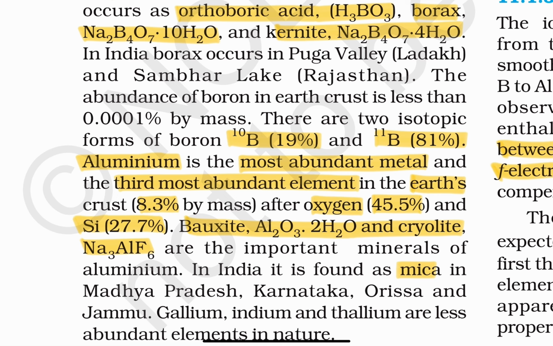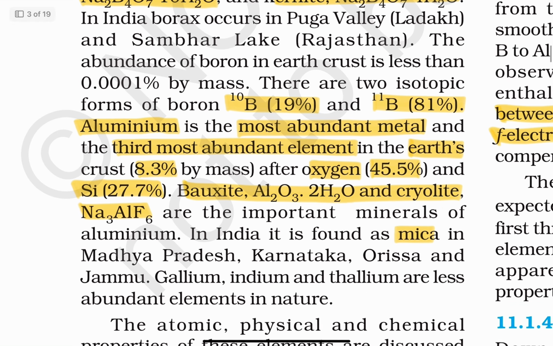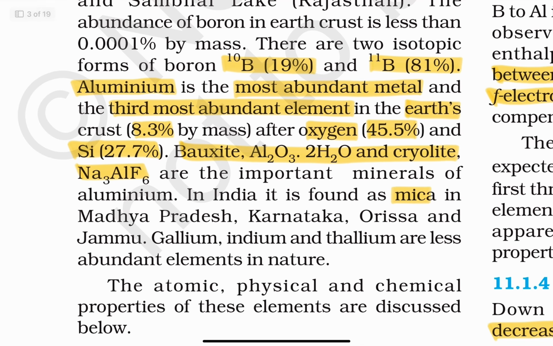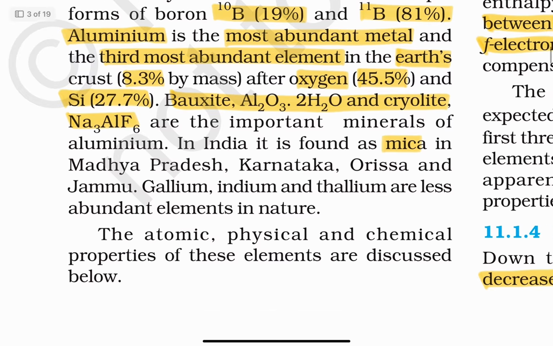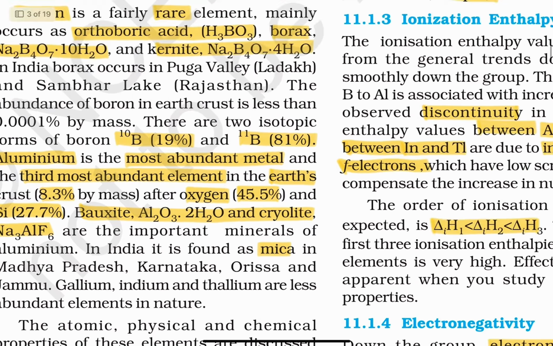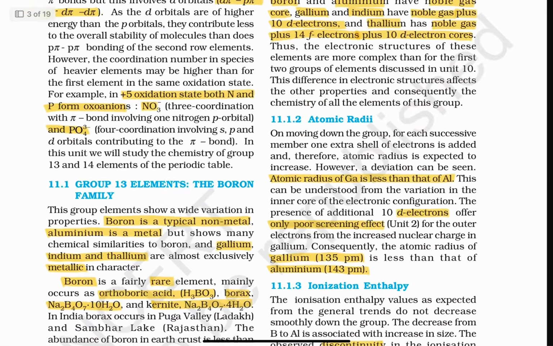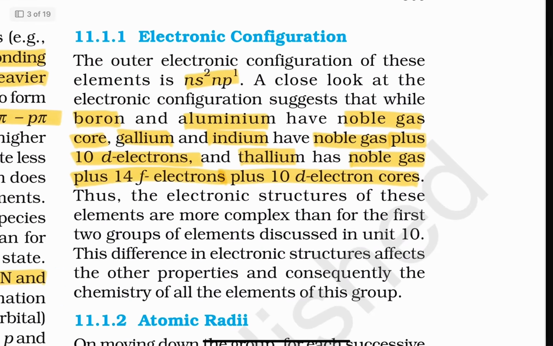Aluminum is the most abundant metal and third most abundant element in the Earth's crust after oxygen and silicon. Bauxite Al2O3·2H2O and cryolite Na3AlF6 are the important minerals of aluminum. In India, it is found as mica. No need of these places, don't worry. Yeah, we'll come to this.